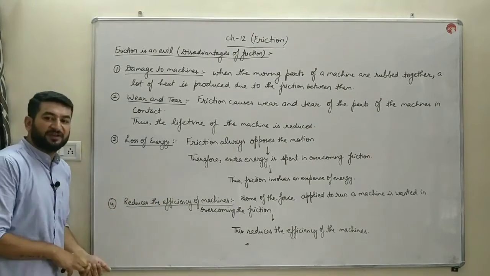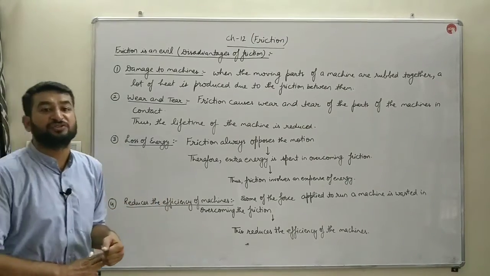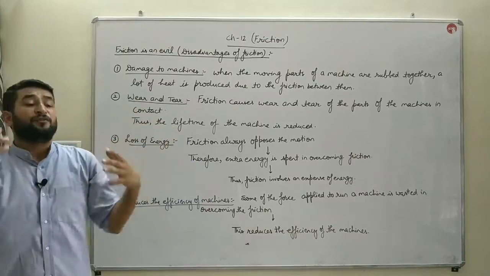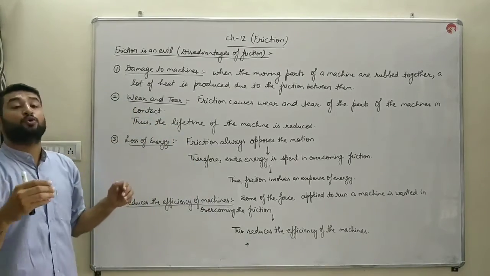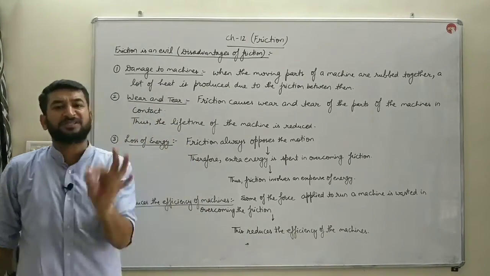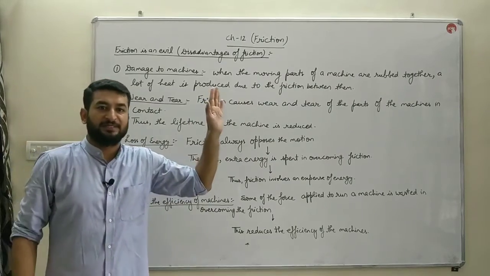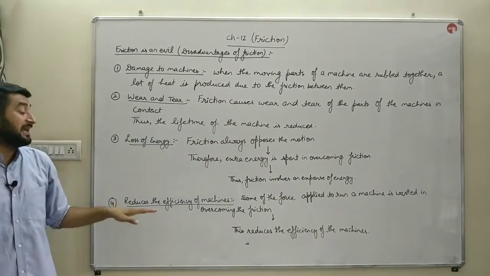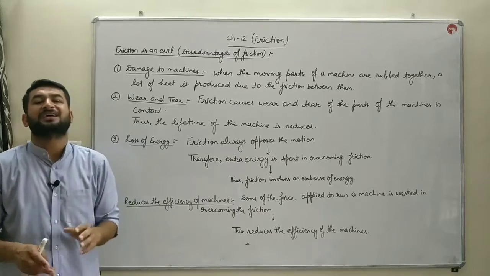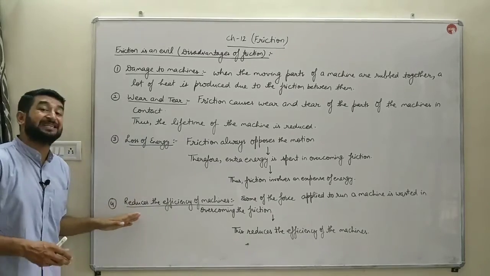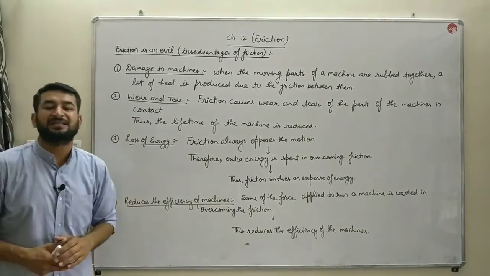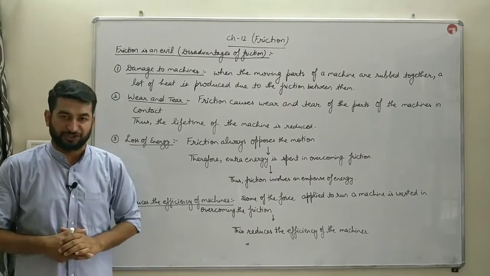Next one is loss of energy, and then the efficiency of the machine is reduced, as certain force is required to overcome the friction. So a fixed amount of energy is lost, and due to that lost energy, the efficiency of the machines is reduced, is decreased. So these are the disadvantages of friction.